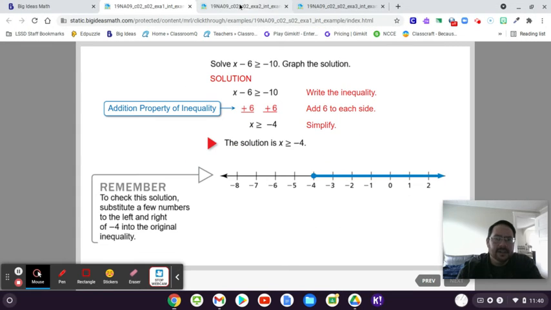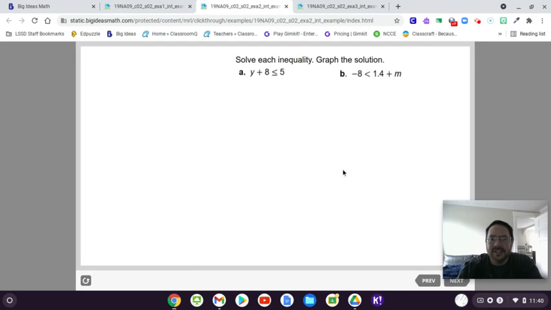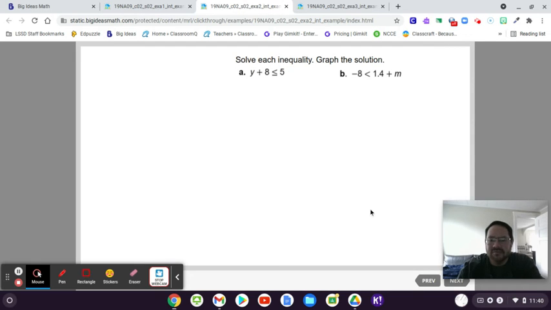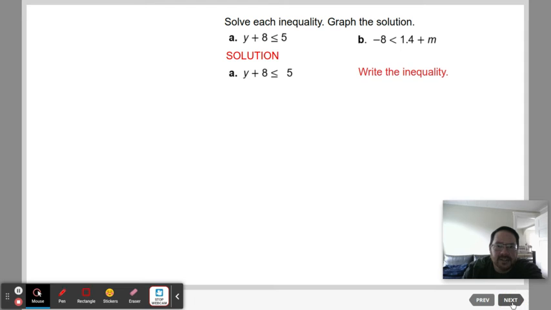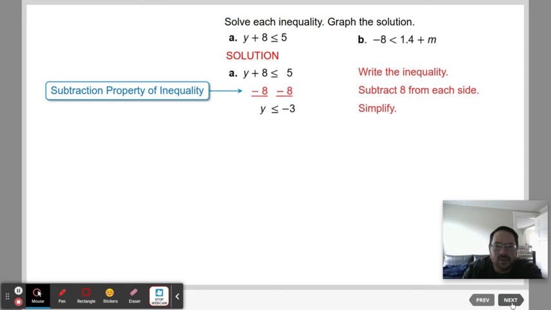Second example, we're going to throw in some subtraction instead. Oh, no, it's still addition. Here we go. All right, a little foreshadowing in how to solve this. So here you have y plus 8 is less than or equal to 5. What's a good first step to solve it? Yeah, subtract 8 on each side, and you end up with y is less than or equal to negative 3.